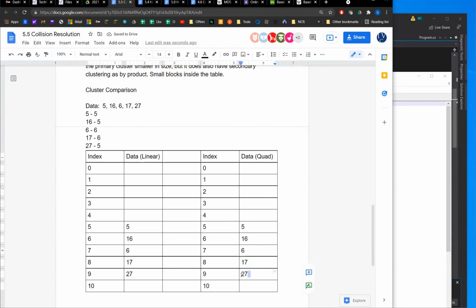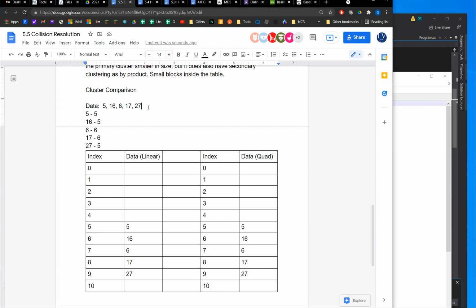So with the data that I pulled out of the air, it happened to be in the same spot, but we actually got there quicker. For the linear probe, it took 1, 2, 3, 4 iterations to get 27 where we needed it to be. With the quadratic, it took 1, 2. We happened to find a good spot for it. We have a nice big cluster building here.